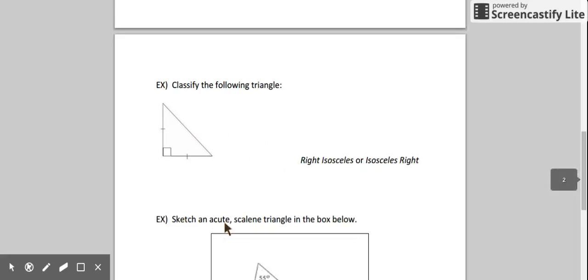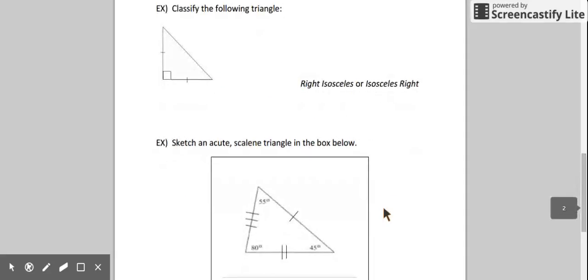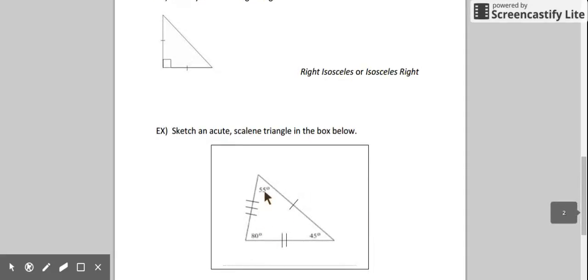If I'm told that I have a triangle that's acute and scalene, can we sketch it? Well, if it's an acute triangle, I must create a triangle with all acute angles, or angles measuring less than 90. And because it's scalene, I can't let any of my sides be equal lengths either. So I could either not put any hash marks, because that would symbolize that none of them are equal, or I could put different hash marks symbolizing that none of them are equal.